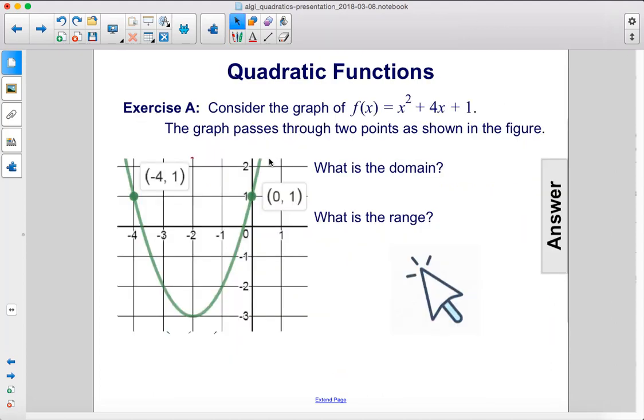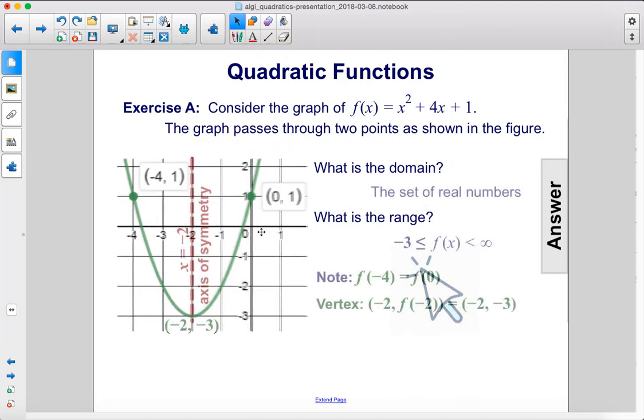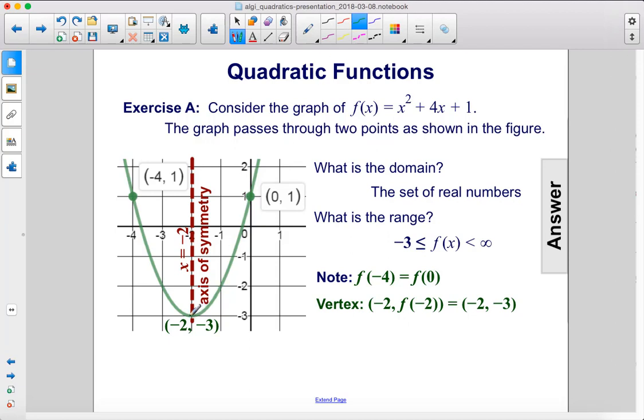Exercise A. Consider the graph of f of x equals x squared plus 4x plus 1. The graph passes through 2 points as shown in the figure. What is the domain? What is the range? Well, the domain is going to be all real numbers, from negative infinity to positive infinity. What's the range? Well, the minimum is here at negative 3, and it goes all the way up to positive infinity. So the range is negative 3 is less than or equal to the function f of x is less than infinity.